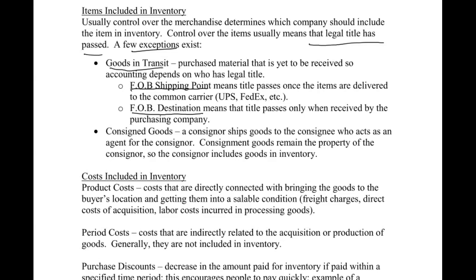Free on board destination means that title does not pass until we receive it as the purchasing company in this example. Consignment goods came up, I think, in your revenue recognition chapter, when you talk about the principal-agent relationship. A consignor ships goods to the consignee, who acts as an agent for the consignor. Consignment goods remain the property of the consignor until they're sold. I think in the revenue recognition chapter there might be an example where they walk through that. But just a few more terms to remember.